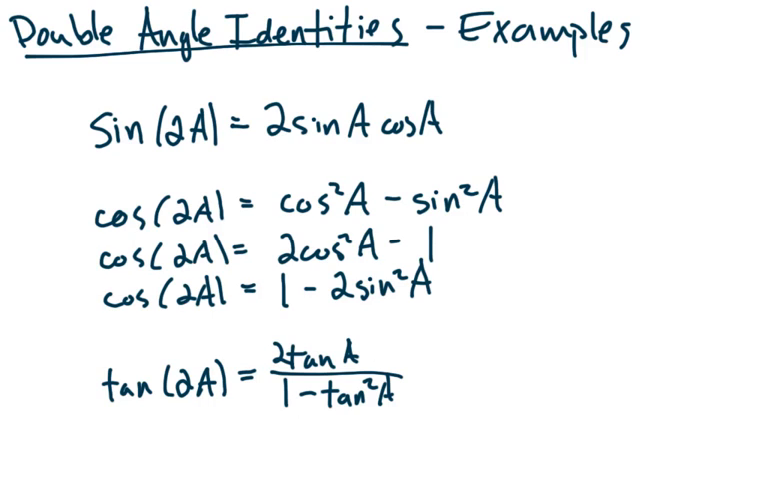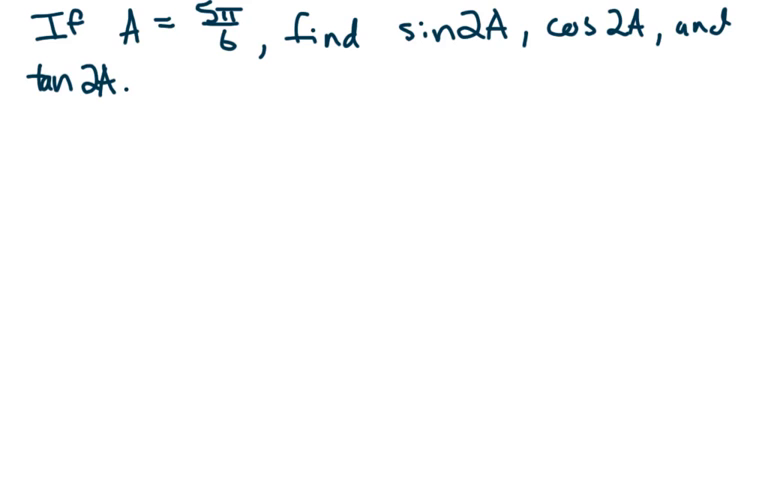We're going to do one example of the first type, and then we're going to spend the rest of the time talking about examples of the second type, because the first type, it turns out, is boring. If a equals 5 pi over 6, find sine of 2a, cosine of 2a, and tangent of 2a. The thing about this, and what makes it boring, is that, yeah, I can find sine of 2a in terms of sine and cosine of a.